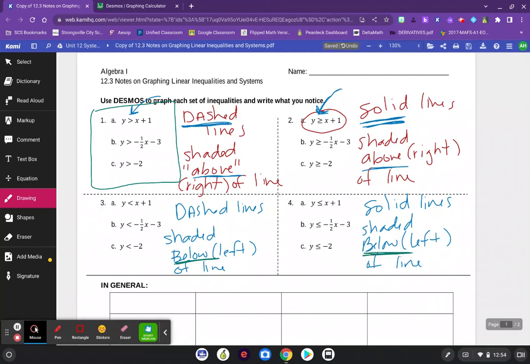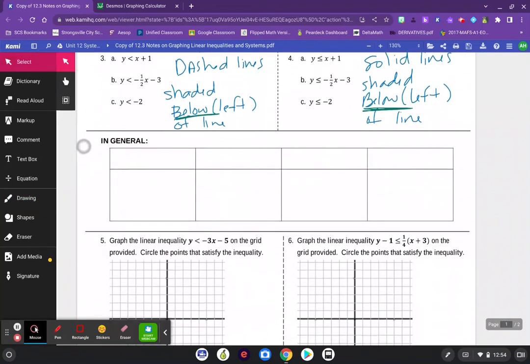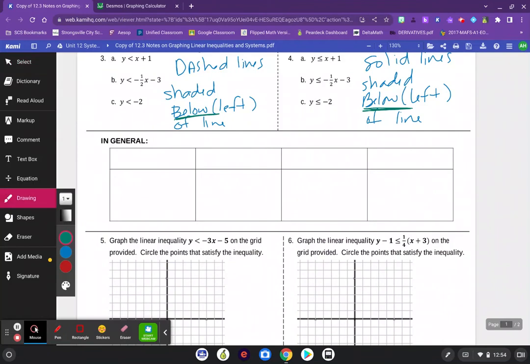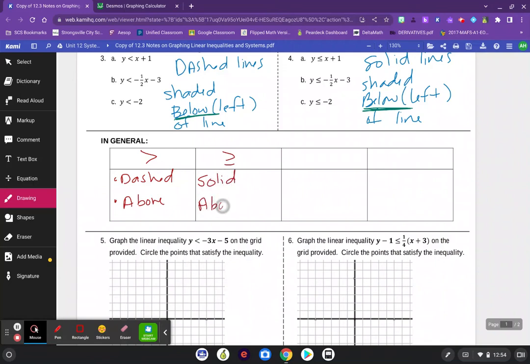That seems like it should make sense. Greater than, above, less than, below. And so we're going to go ahead and organize that in our graphic organizer here, just to make sure we are all on the same page for our understanding. When I have a greater than symbol, I have a dashed line, and I am shaded above or to the right. If I have a greater than or equal to symbol, that's when I get this solid line, but I'm still shaded above or to the right.